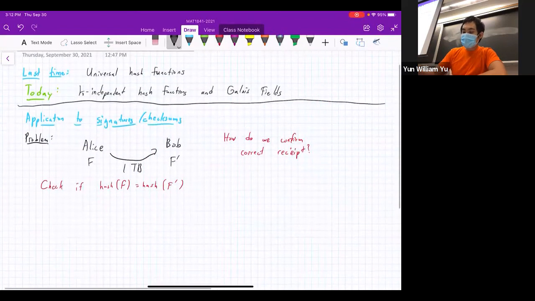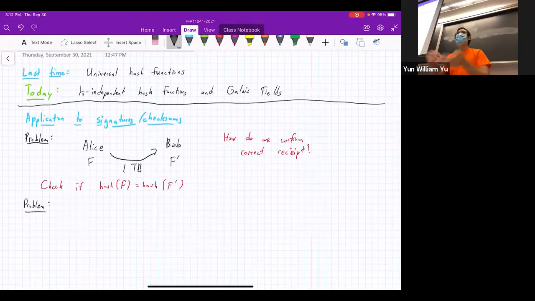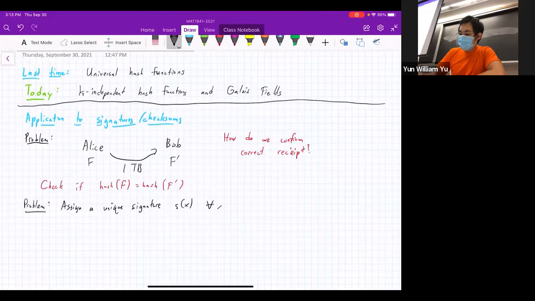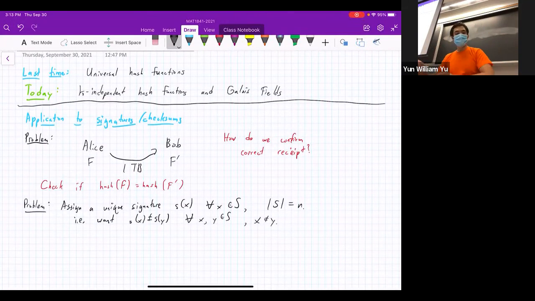But now there's a slightly different problem. You can use these hash functions as a sort of unique signature for the object, but how often can we do that? For example, suppose you want to assign a unique signature S of X for all X in some set S, and let's say the size of set S is equal to N. That is to say, we want S of X to be not equal to S of Y for all X, Y in S with X not equal to Y, with some high probability.